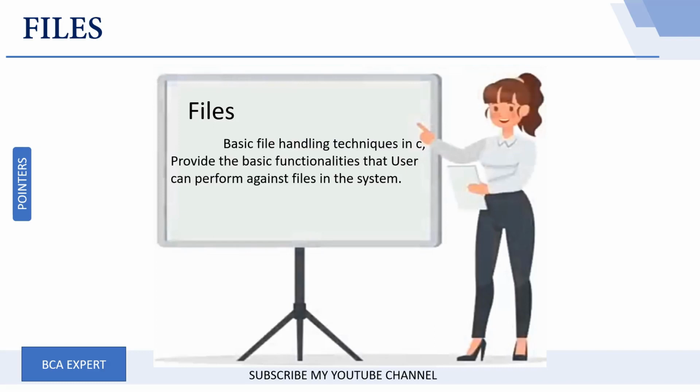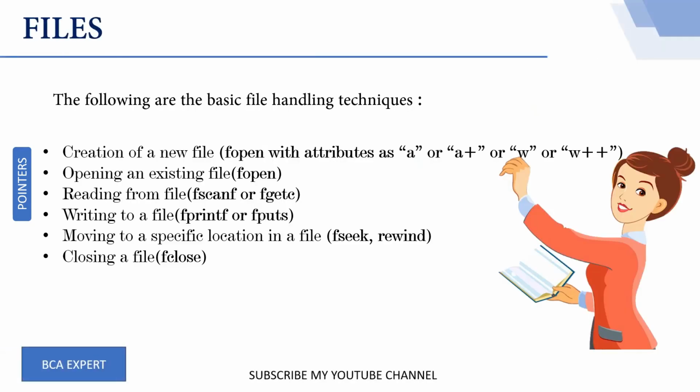Basic file handling techniques in programming provide the basic functionalities that a user can perform on a file in the system. Now let us understand this in a much better way. So the following are the functionalities of basic file handling techniques: to create a new file, fopen with attributes a, a plus, w or w plus, which we will understand in detail.